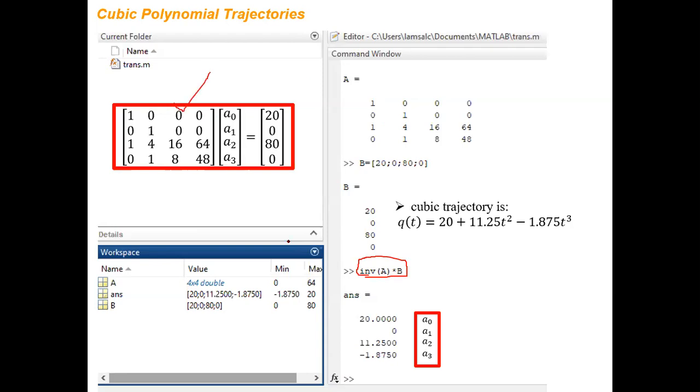Once I have A0, A1, and so on, I have A0 is 20, A1 is 0. That's why I don't have the term that contains T only, because the polynomial is A0 plus A1 T plus A2 T squared. So this term is missing here because A1 is 0. Then similarly, A2 is 11.25 and A3 is negative 1.875. Now I get my trajectory equation.